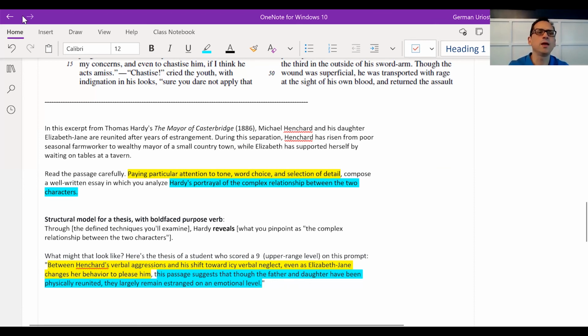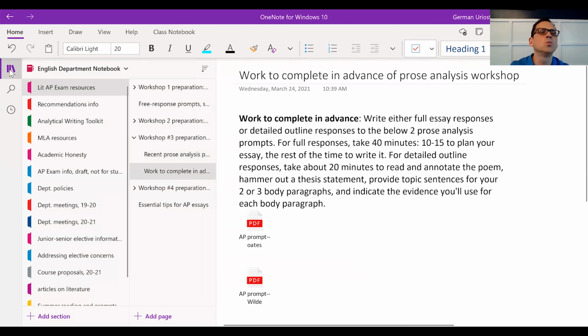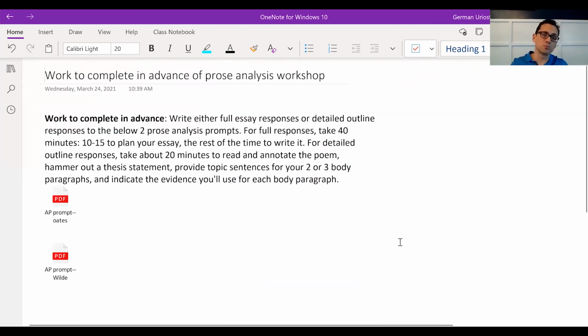All right, fantastic. Let's go back now and just quickly cover what we would like you to complete in advance of this prose analysis workshop. Just as you did for the poetry, we want you to write either full essay responses or detailed outline responses to the below two prose analysis prompts. Most of them are drawn from novels, so this first one is from a novel, but sometimes they're going to throw a play at you. This is from an Oscar Wilde play, and they want to see how well you can read plays. Both are considered prose.